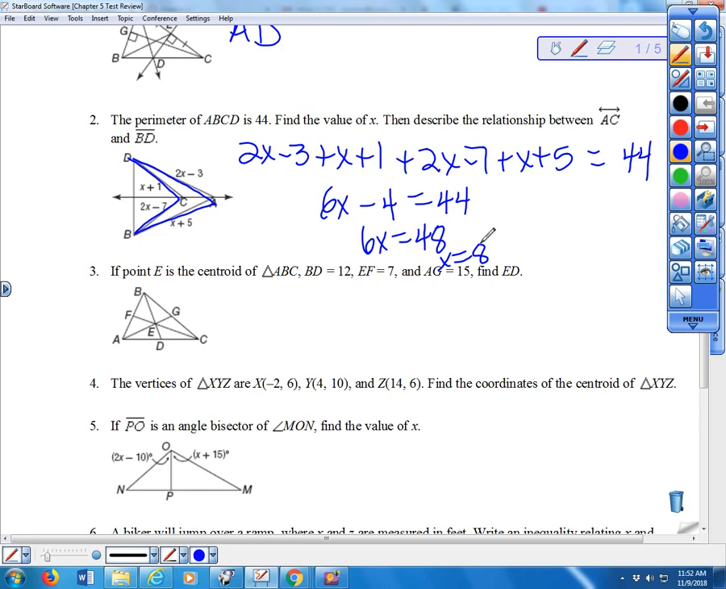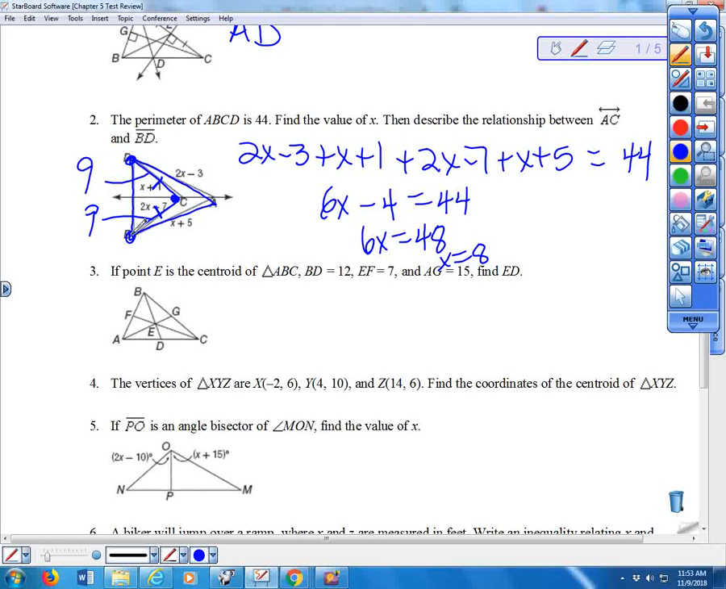The second half says, describe the relationship between AC and BD. Well, if I look at this, I have two triangles really. This side's x plus 1. I said x was 8, so this side is 9. 2x minus 7, 16 minus 7, that's 9. Okay, 9. So that means that this triangle here is isosceles, right?